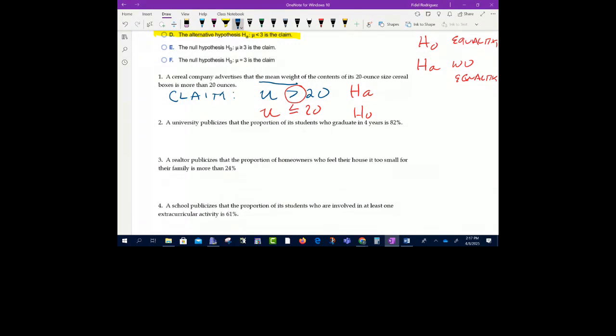So, y'all, number 2 says a university publicizes that the proportion of its students who graduate in 4 years is 82%. Okay, I'm first going to write out my claim because that's what they're telling me. Okay, the proportion, y'all, the little symbol we use for proportion was that little p hat, that little p with a little triangle on top of it. Because we're not talking about an average here. Okay, who graduate in 4 years is 0.42. Now, that p hat equals 0.42. Would you say that that is my Ho, or would you say that's my Ha? That's my Ho. Boom.